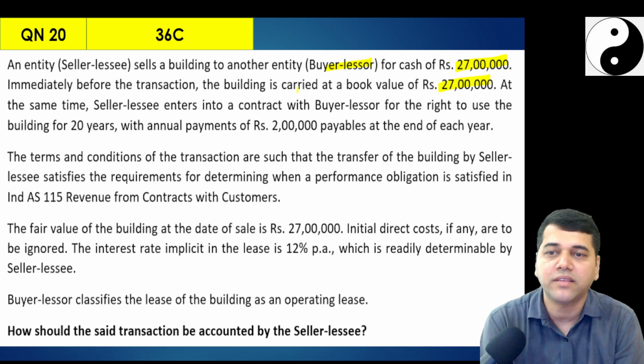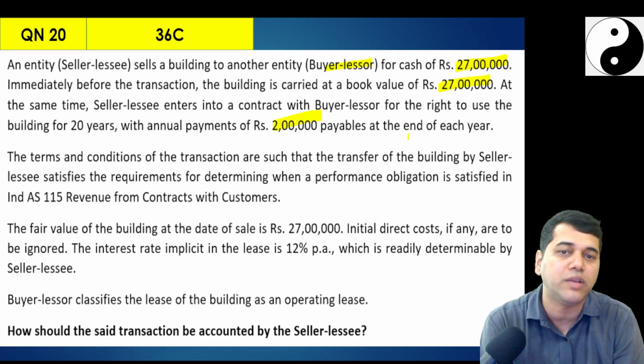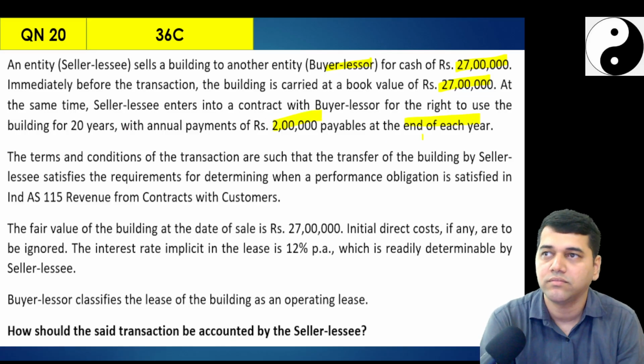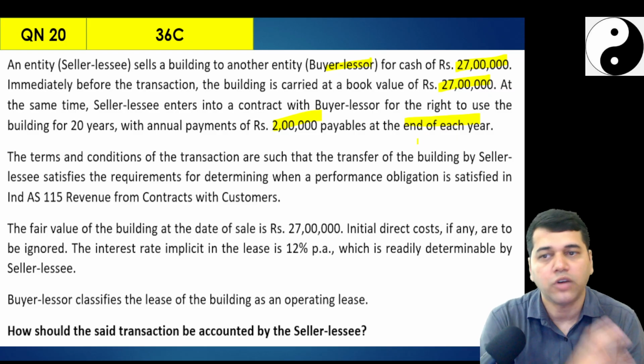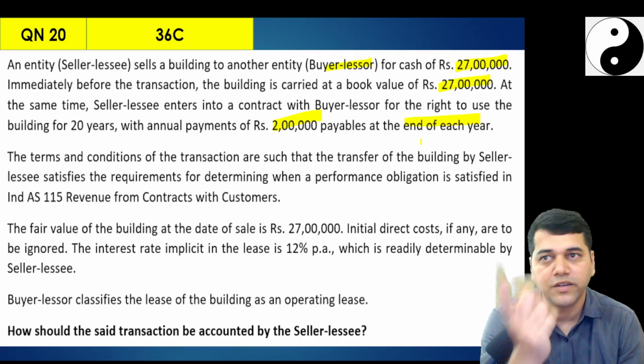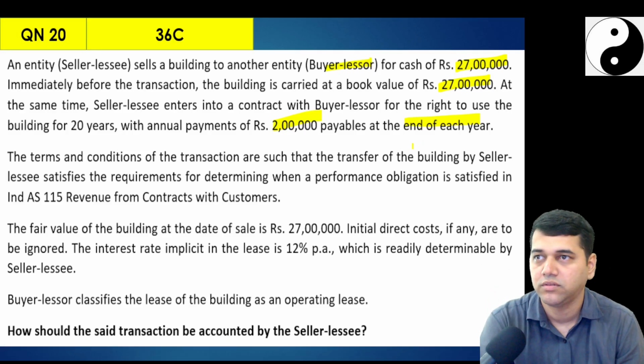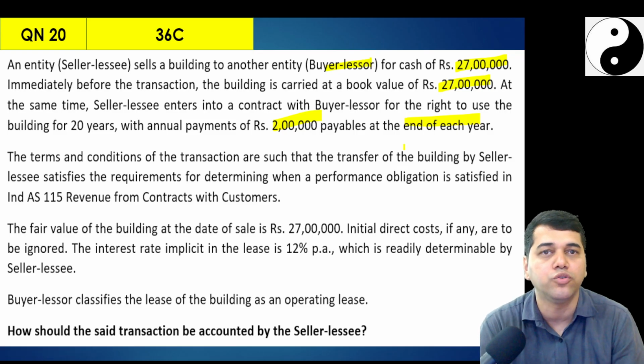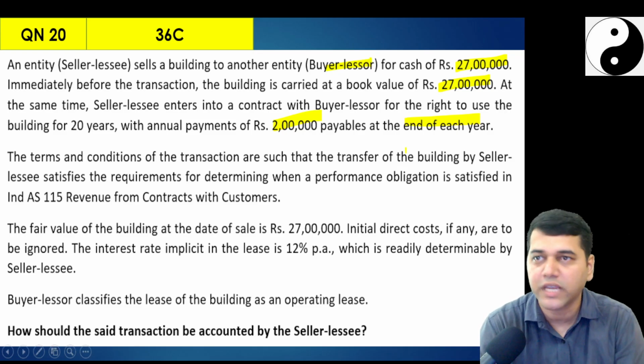At the same time, the seller entered into a contract to get it leased back for 20 years with an annual payment of 2 lakhs, payable at the end of every year. So how much do I end up recovering? I will recover 40 lakhs. The differential amount is the interest portion for the immediate 27 lakhs given to you. By buying at 27 lakh, I give you cash 27.